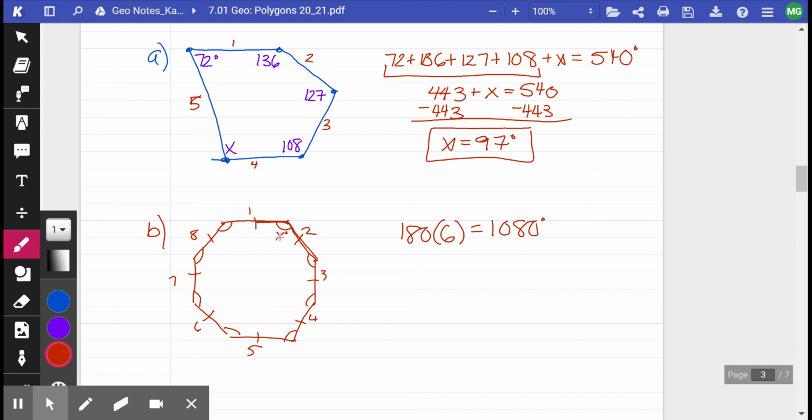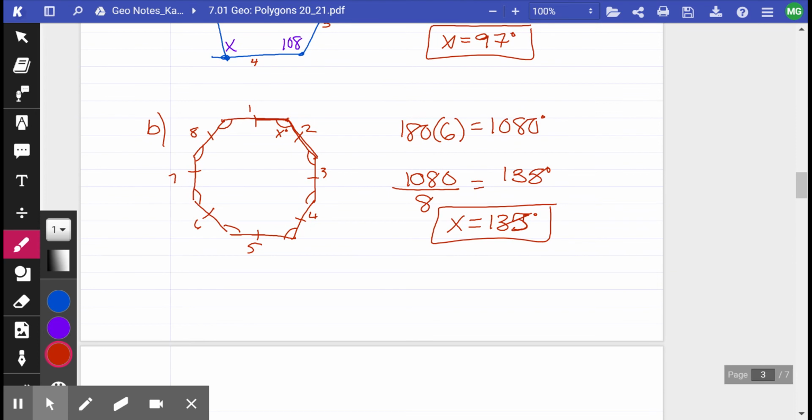Now I want to find just one of those angles, but from my markings, I know this is a regular polygon because all the sides and angles are the same. So I take the sum of all my angles and divide it by how many angles I actually have. And that leaves me with 135 degrees in each of those angles. So x equals 135 degrees.